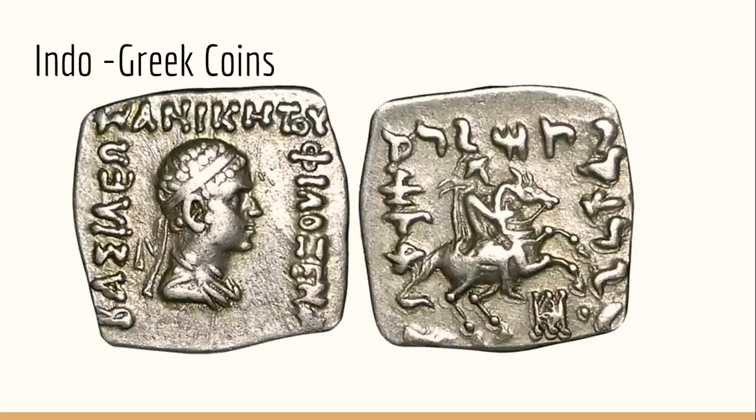Now, let us see a few of their coins. So these are the Indo-Greek coins. You can see over here the portrait of the king and the legend being written. First is the front side, which depicts the portrait of the king, and then the reverse side with some depiction of a horse and the legend being written. Such coins are the first coins with the depiction of the king and his name.